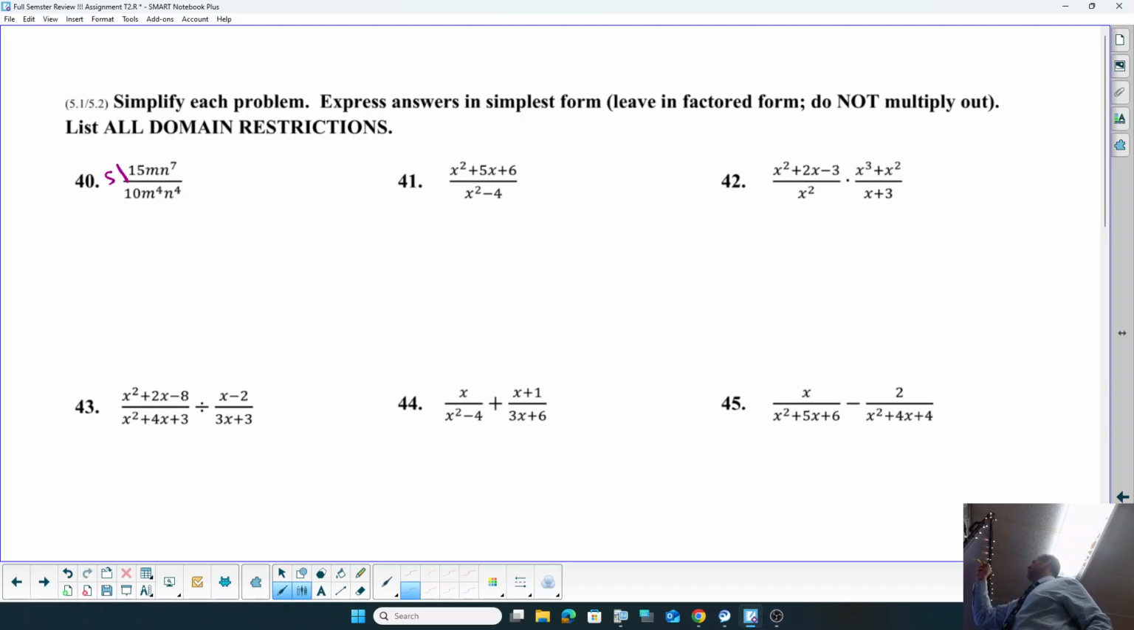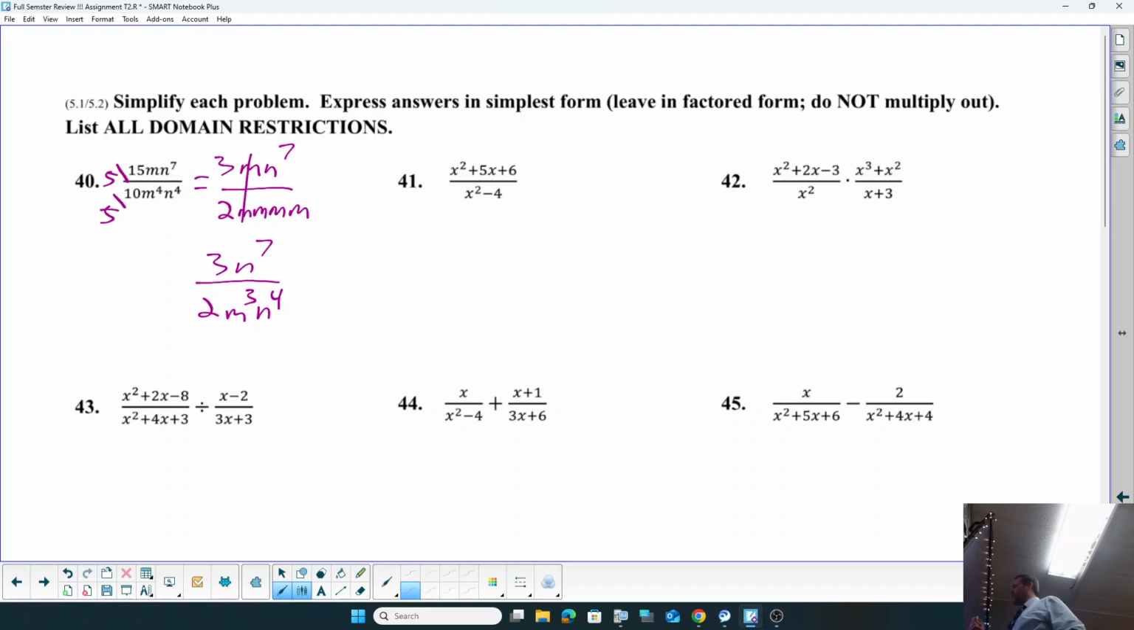So that can reduce by 5. So that becomes 3m n to the 7th, all over 10 divided by 5 is 2. How many m's do I have? I've got 4 of them. Does one of them cancel? You know it does. So we're left with 3m to the 7th all over 2m to the 3rd power. But you also have an n to the 4th power. What about the n to the 4th power? The m on top disappeared with the 1 on the bottom, but we still have n to the 4th power.